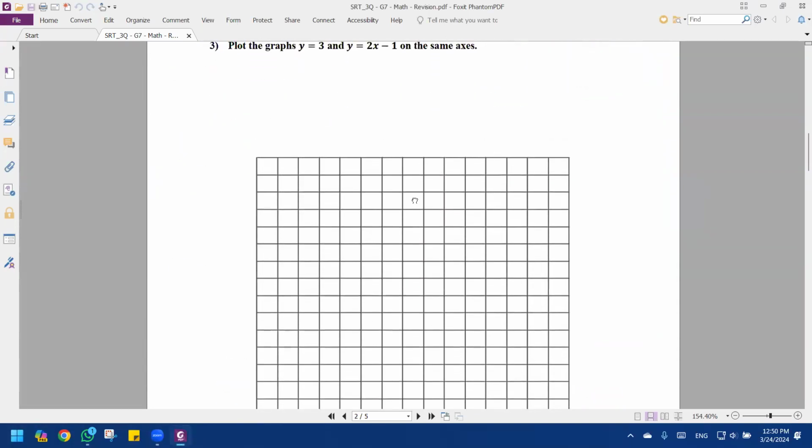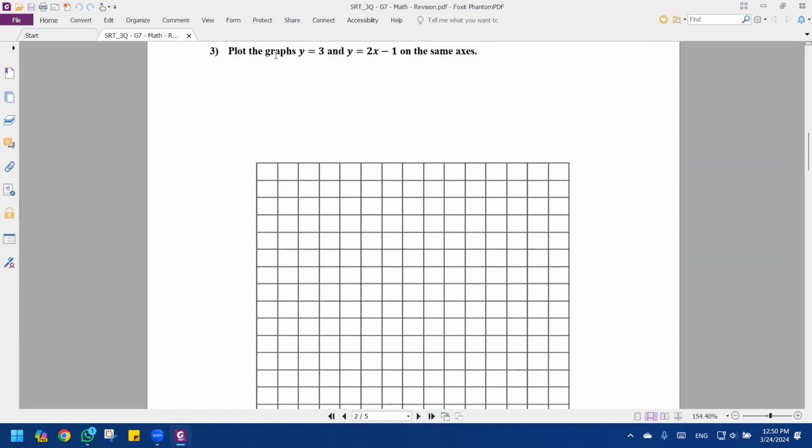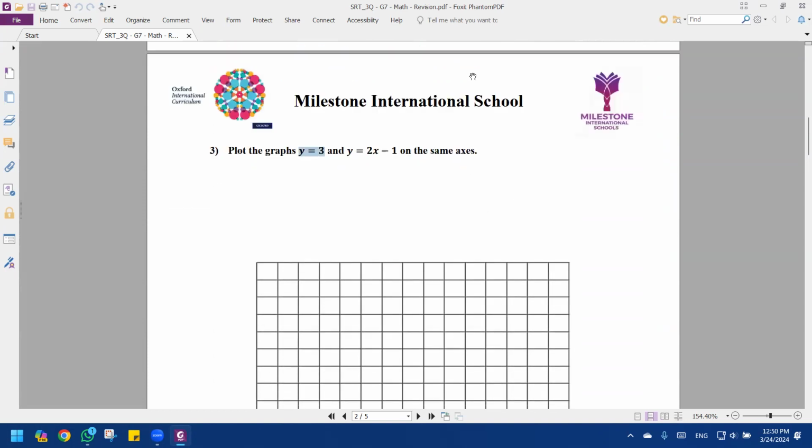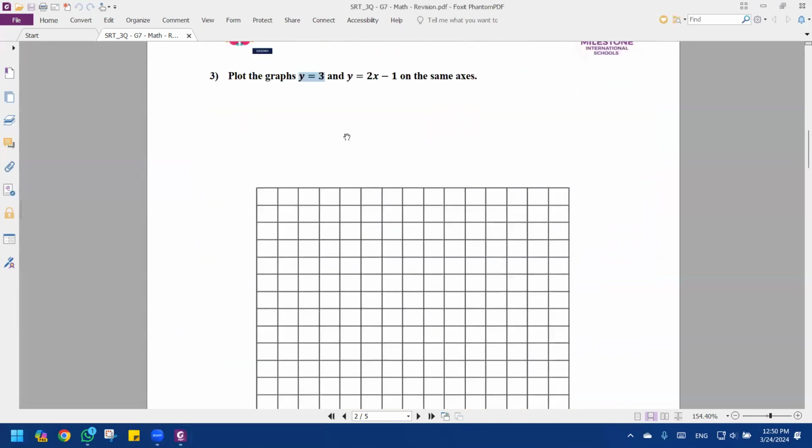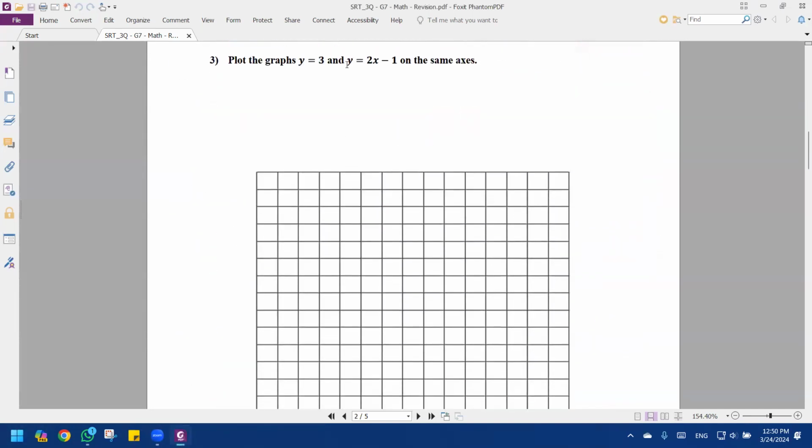Now question 3, it says, plot the graph of y equal to 3. Okay, y equal to 3 is so easy. It's similar to those. Y equal to 3, this is y, and this is a 3. So you make a line like this. I need the line to cross the y-axis at 3. So this is y equal to 3. Let's continue here. Y equal to 3 and y equal to 2x minus 1 on the same axis.